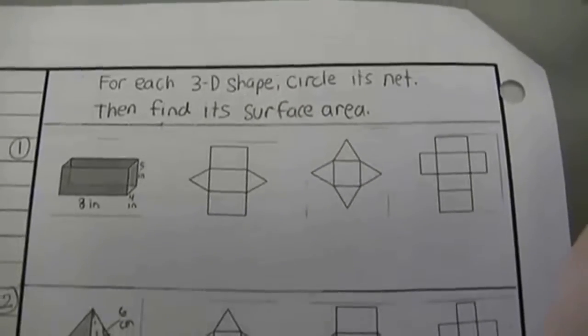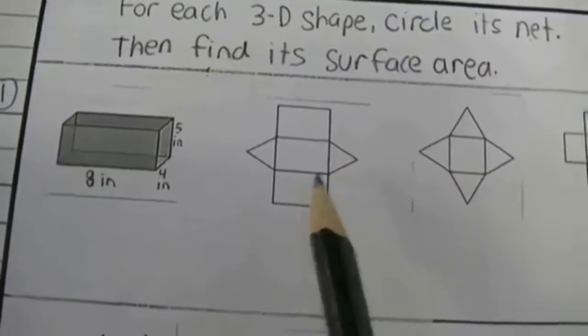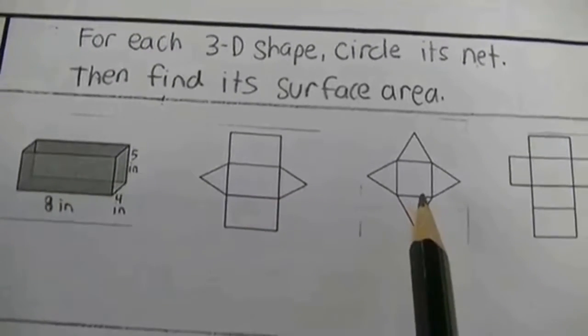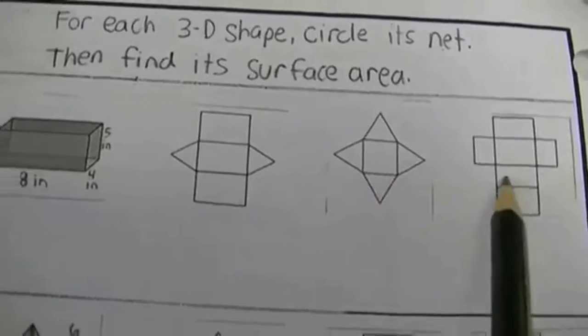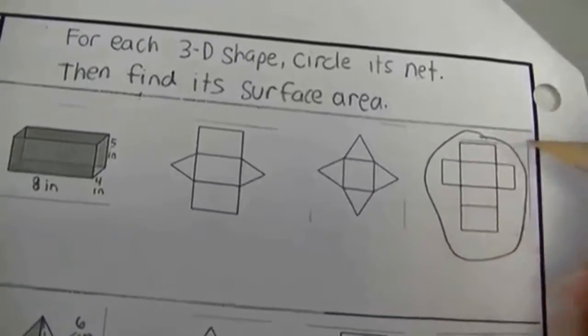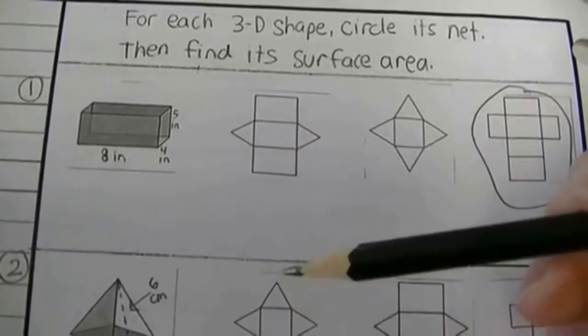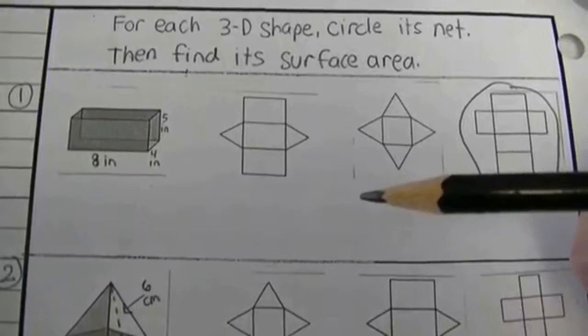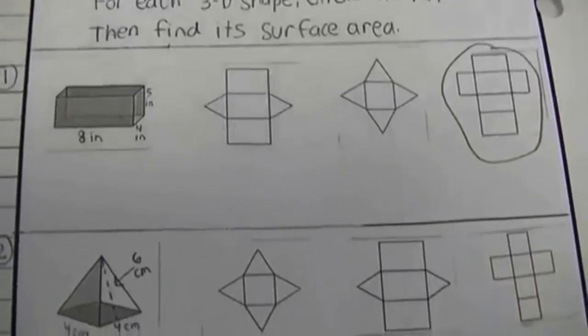Okay. So the directions say for each 3D shape, circle its net, then find its surface area. So right here you have a rectangular prism. This right here would not be its net, because if I folded this up, that would be a triangular prism. This right here would be a square pyramid. So that right there is its net. Okay? We can do these first couple of problems together, but I do want you to pause the video so you can actually work out these problems and see if I made any mistakes, okay?